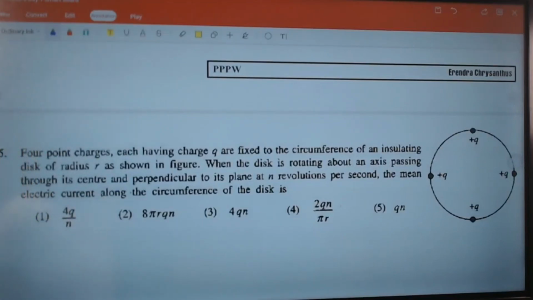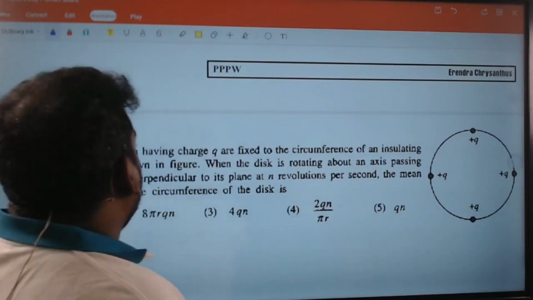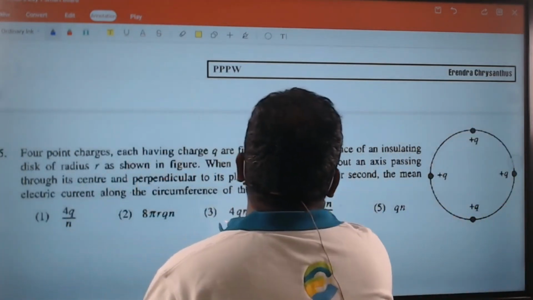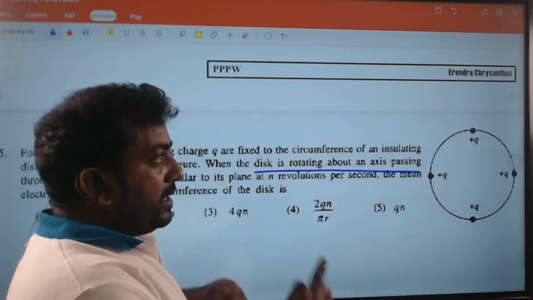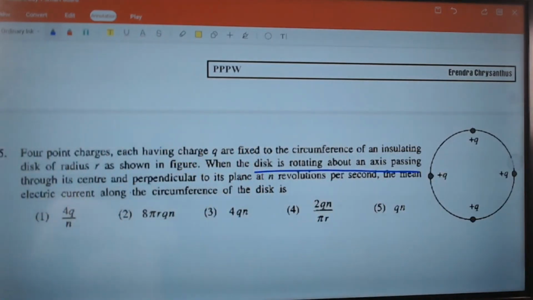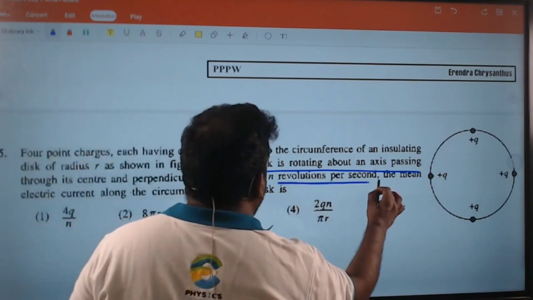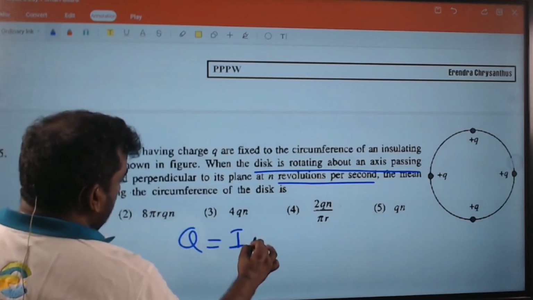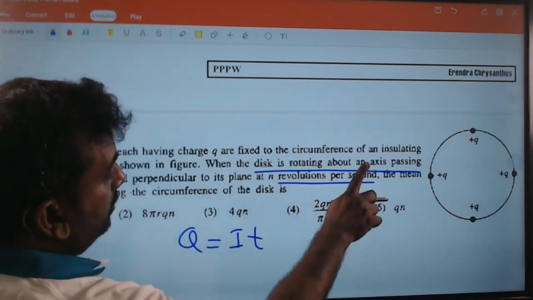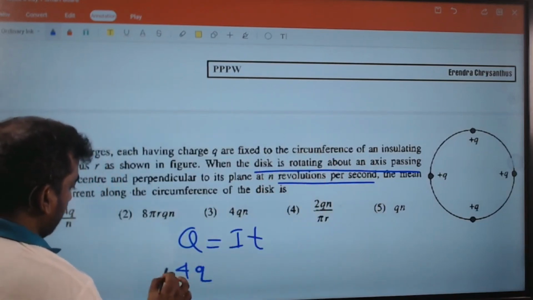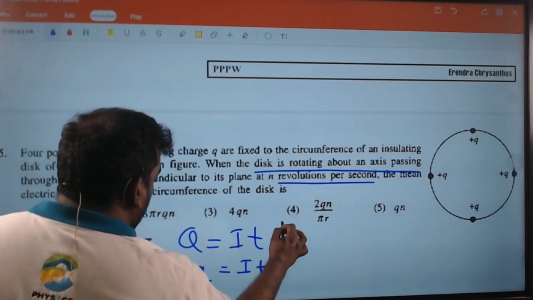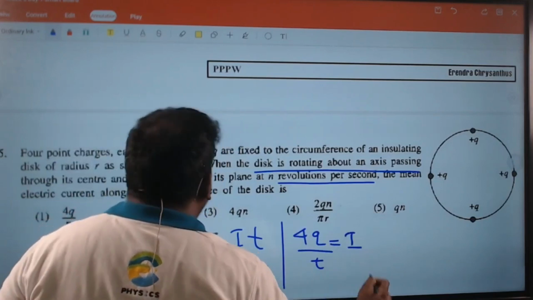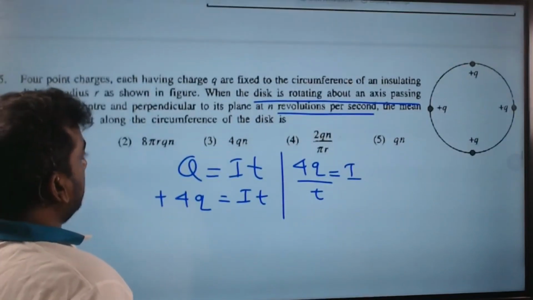Next one. 4 point charges, each having charge q, are on the circumference of a disk. When the disk is rotating about the axis, rotating means charge is also moving, with n revolutions per second, frequency is given. The mean current in the circumference is, total charge 1, 2, 3, 4, so 4q. Current is charge divided by time. 4q divided by t is current.